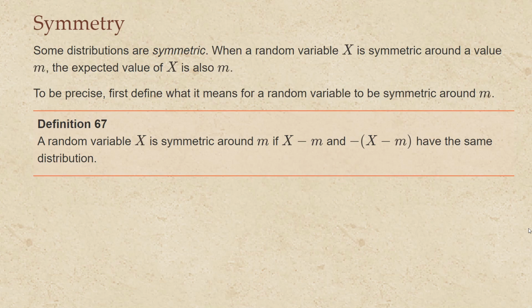Some distributions are symmetric. When a random variable x is symmetric around a value m, the expected value of x is also m. To be precise, first define what it means for a random variable to be symmetric around m. We're going to say a random variable x is symmetric around the real value m if x minus m and the negative of the quantity x minus m have the same distribution.